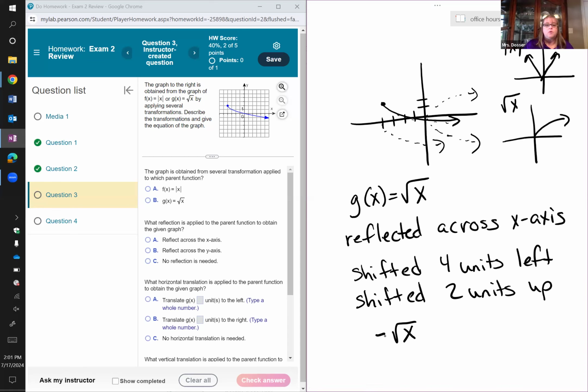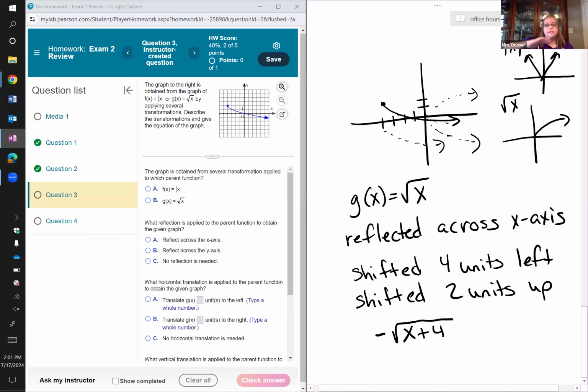Now, shifting horizontally, left or right, is accomplished by adding or subtracting a number on the inside of the function, on the x value. With a horizontal shift, it's always the opposite of what you think. So going 4 units to the left means we need to add 4. If we were going to the right, we would subtract. Because we're moving to the left this time, we're going to add 4 on the inside of the function, underneath the square root.